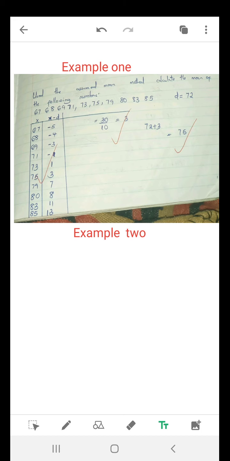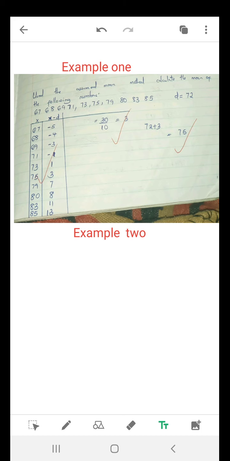So just use D. So I get the summation of D, that is -5 plus -4 plus -3 plus -1 plus 1 plus 3 plus 7 plus 8 plus 11 plus 13. So that gives a total of 30. So summation of FD is 30. Then I look at summation of F, the summation of frequency, or how many values there are. So I can just count 1, 2, 3, 4, 5, 6, 7, 8, 9, 10. So there are 10 values.